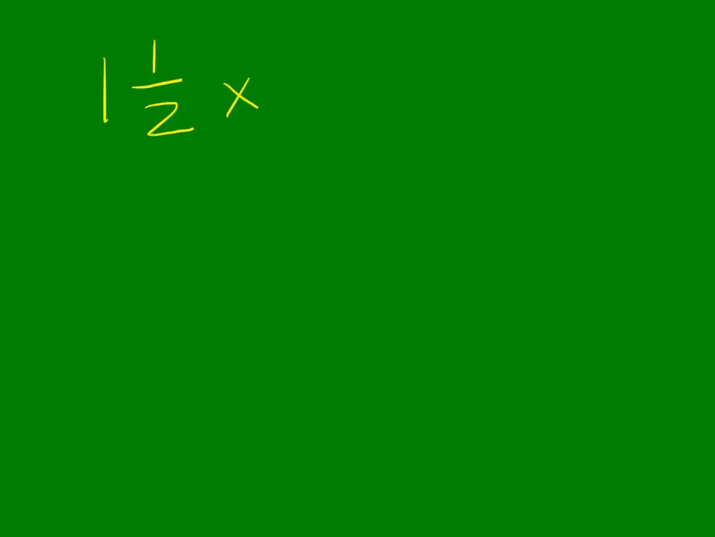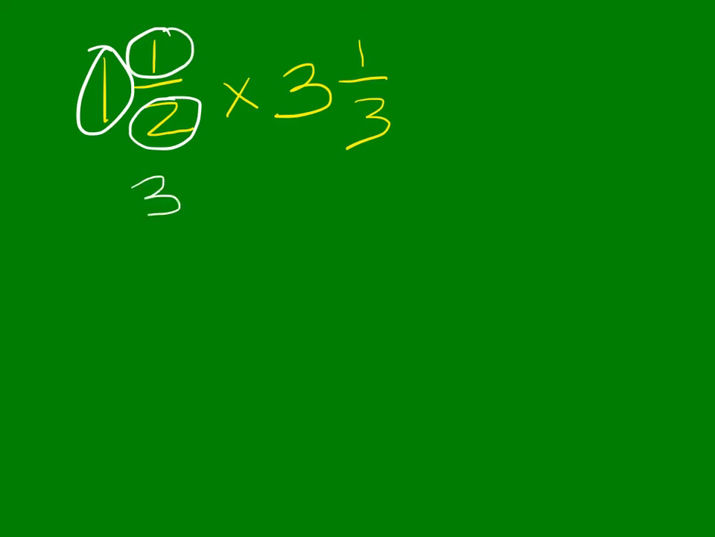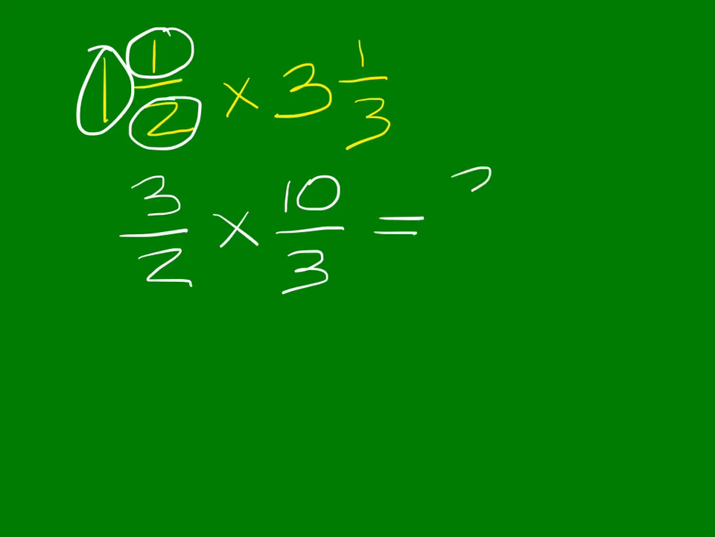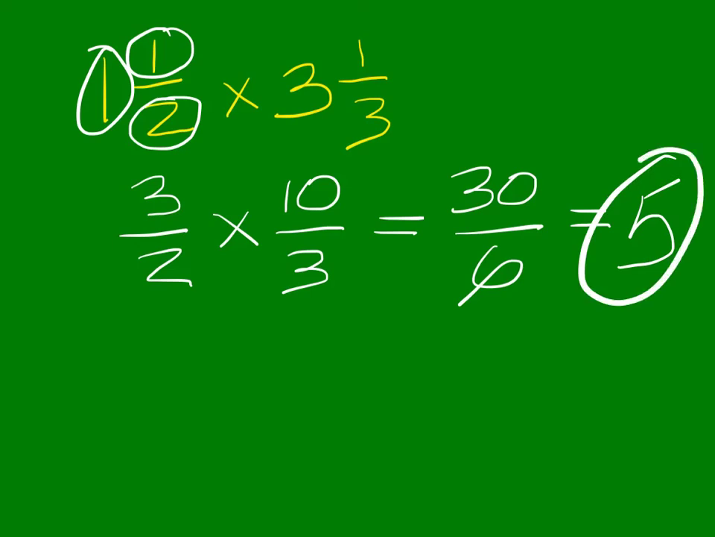1 1/2 times 3 1/3. What is the improper fraction for 1 1/2? 2 times 1 is 2, plus 1 is what? 3. 3 over 2. And what's the improper fraction for 3 1/3? 10 over 3. 3 times 3 is 9, plus 1 is 10. Multiplying gives 30 over 6. What does that simplify to? The answer is simply 5. 30 divided by 6 is 5.